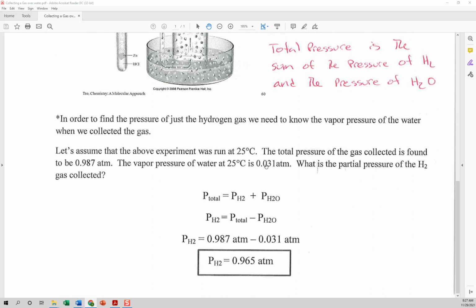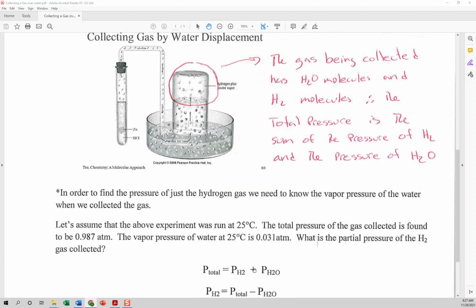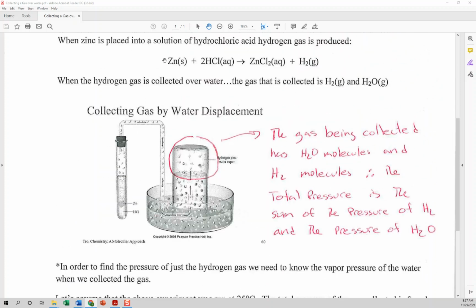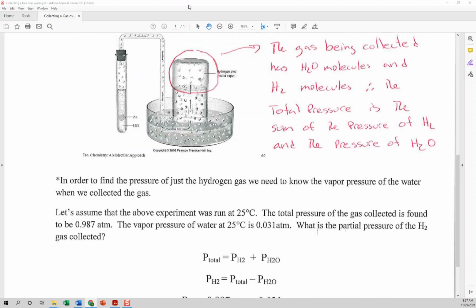So if you were told the total pressure is 0.98 atmospheres, and you're told that the vapor pressure of water at that temperature is 0.03 atmospheres, all you'd have to do is subtract, and that would give you the pressure of just hydrogen. So if we plugged that pressure into the ideal gas law, the n we would calculate is moles of just hydrogen that were produced. And now if we know moles of hydrogen produced, we could do stoichiometry to figure out how much zinc reacted or whatever, okay? And that's all based on the fact that we know liquids evaporate.